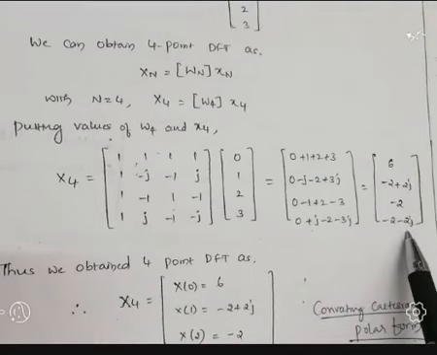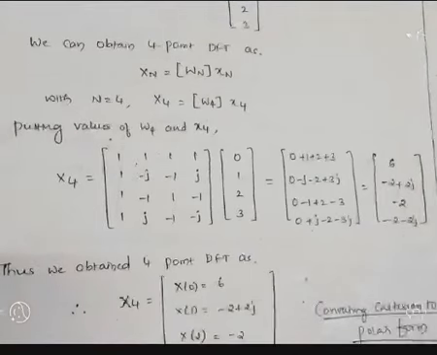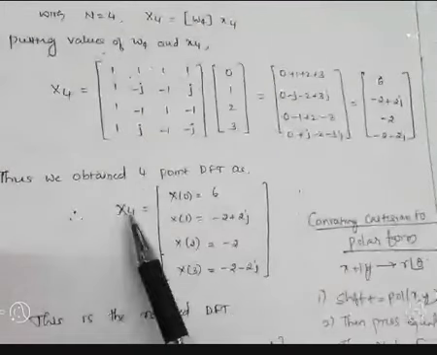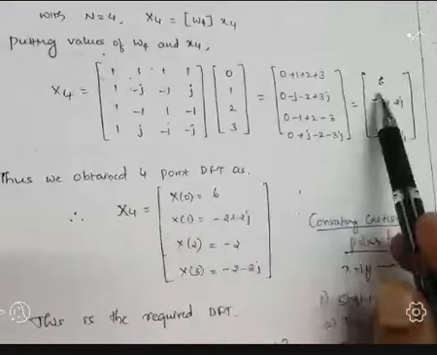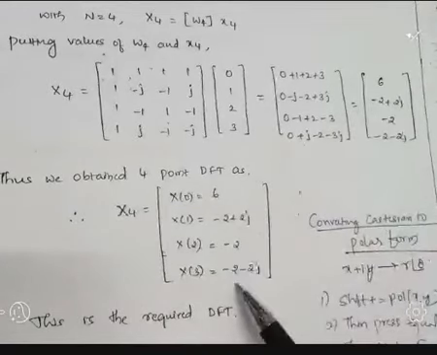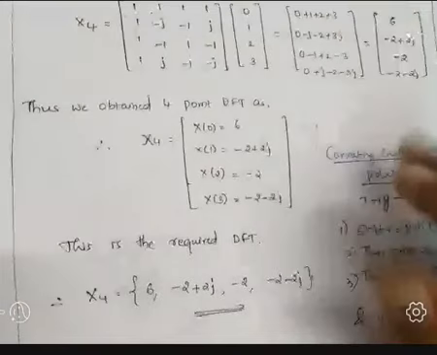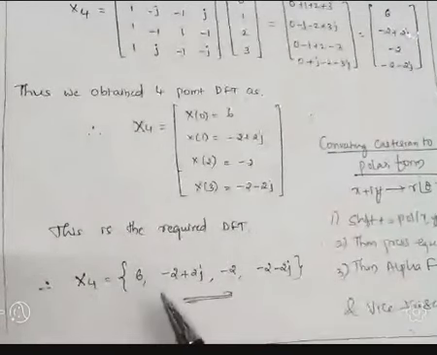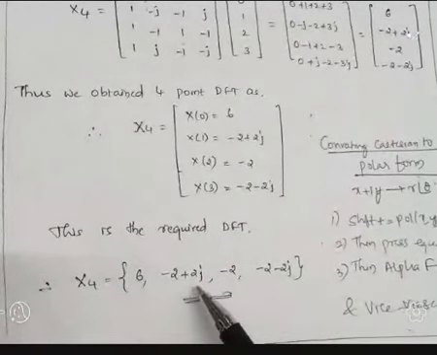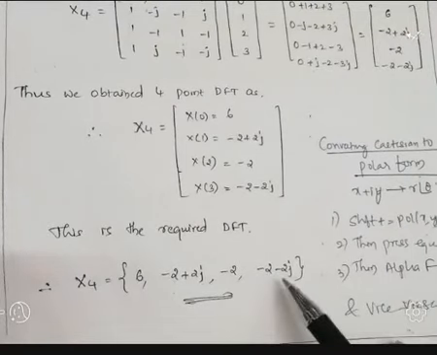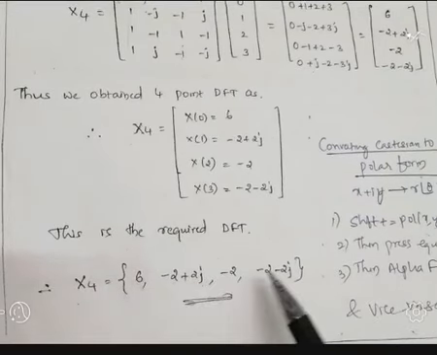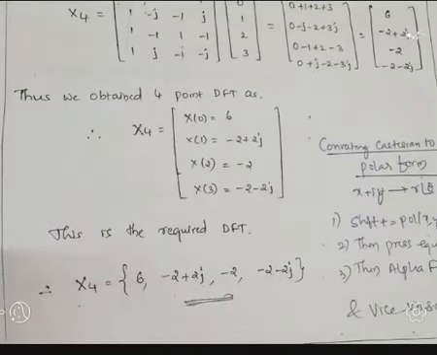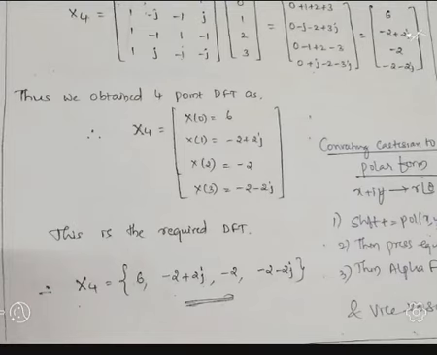Hence, we calculated the 4-point DFT for the given sequence, that is capital X suffix 4 equal to, k varies from 0, 1, 2, 3. Already we calculated 6, minus 2 plus 2j, minus 2, minus 2 minus 2j. Hence, we write the given result X of 4 equal to 6, minus 2 plus 2j, minus 2, minus 2 minus 2j, because it also contains 4 samples: first sample, second sample, third sample, and fourth sample. This is about the calculation of the N-point DFT for the given discrete time sequence.